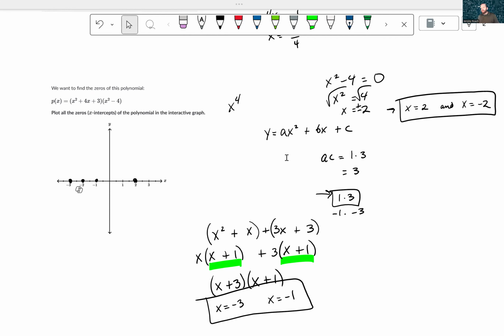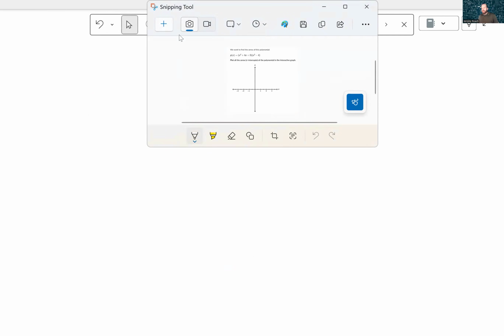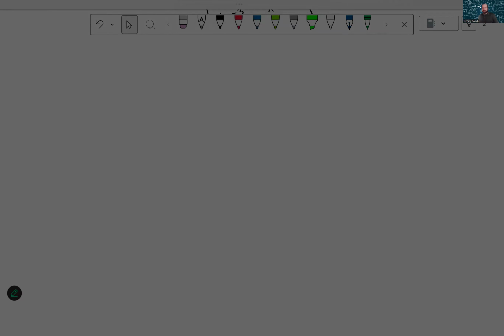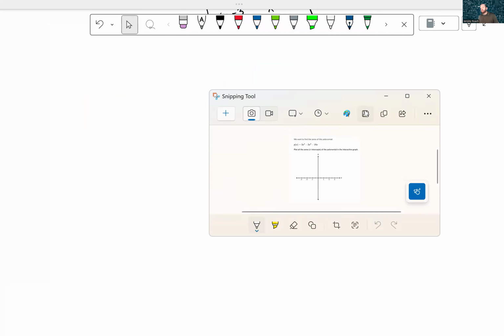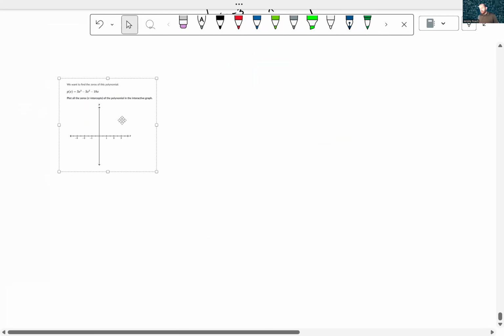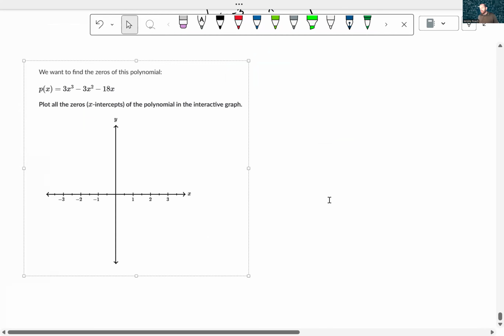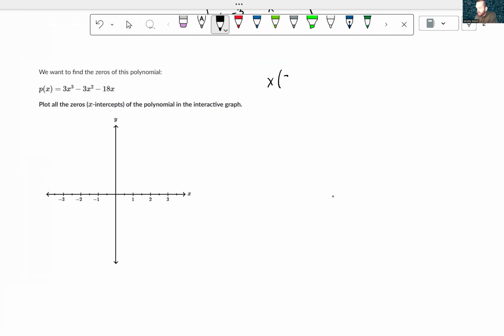Let's look at one more of these. And this one, it looks like it's a cubed function. And we might have to just take out the greatest common factor of x for this cubed function first. So just going to copy this. And so all these have an x in them. I'm just going to factor out an x or take out an x. And we're left with 3x squared minus 3x minus 18.